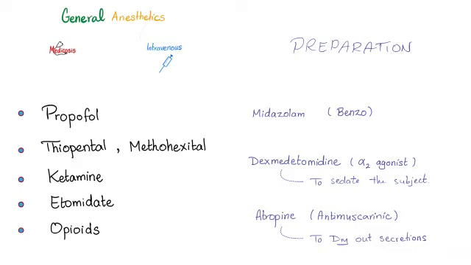How about the intravenous general anesthetics? Okay, you have propofol, thiopental, methohexital. If they end in tal, they are barbiturates. You have ketamine, etomidate, and opiates.